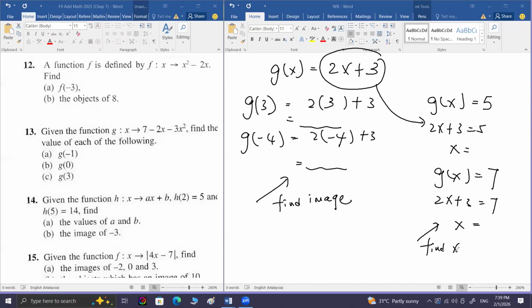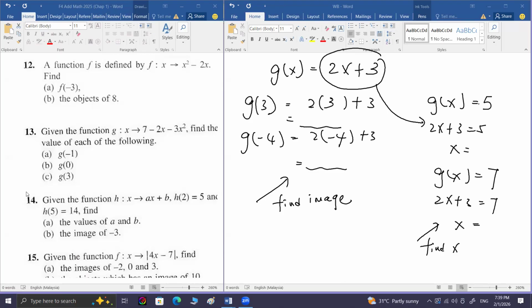Okay, now? So for find the image, sometimes the question will say, find the image when x is 3. Find the image when x is -4. Instead of giving this, we'll give you the sentence. Can you all follow? Now, when I give you g(x) with the value, you copy the right side one.